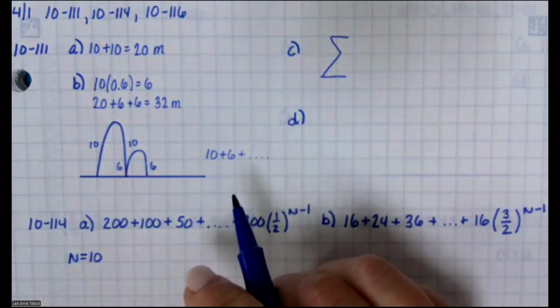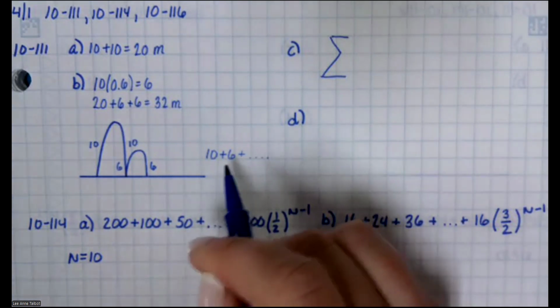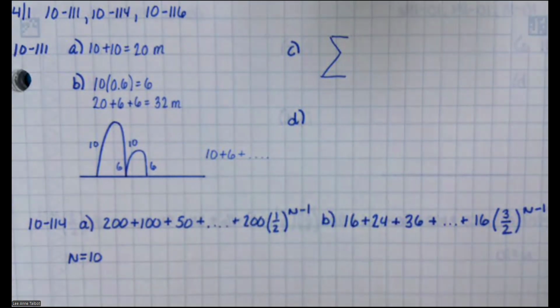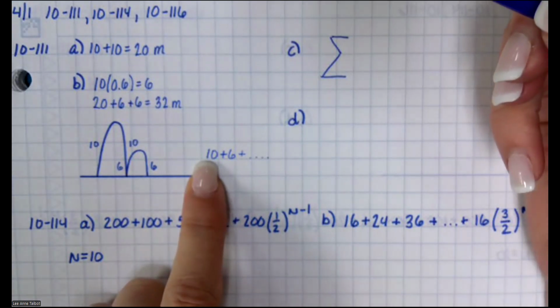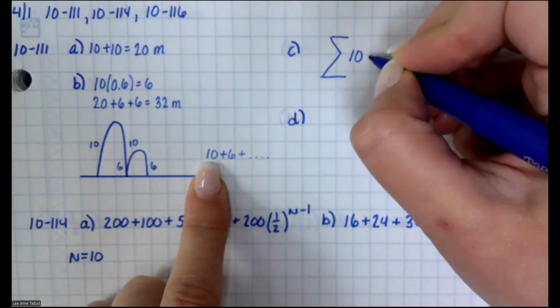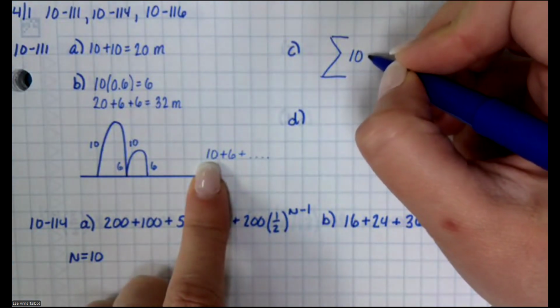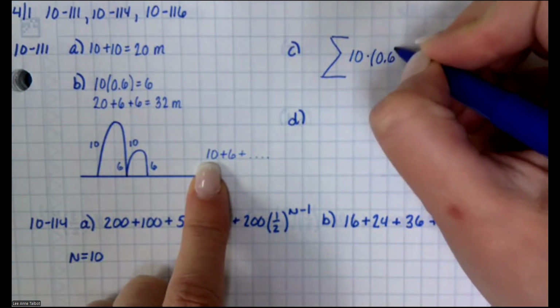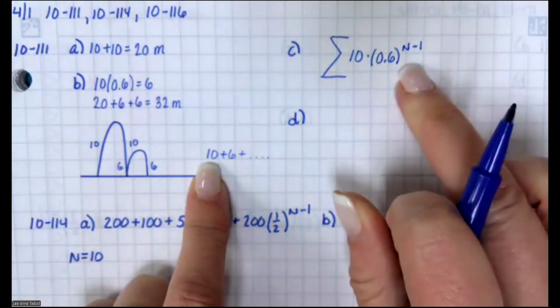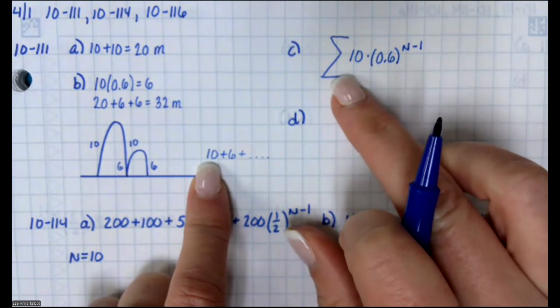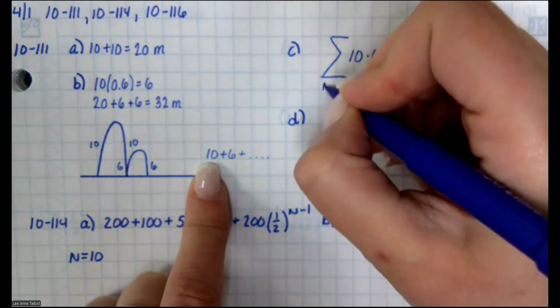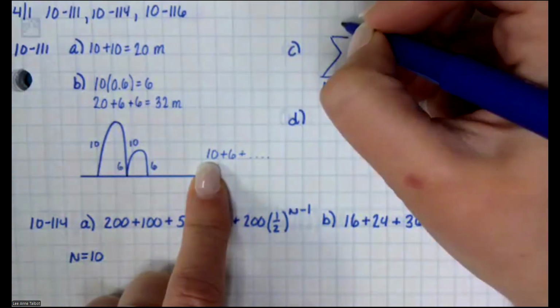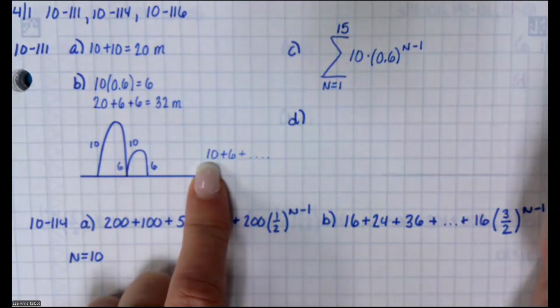Okay, so now I'm gonna treat this as 10 plus 6 plus whatever value 3.6, I think. But we're gonna make it fancy. So the first term in this would be 10. And what would be the multiplier? 0.6. And then I'm going to make sure to put n minus 1 here because I wrote it in terms of the first term. I'm going to say that I'm starting at 1 and it said 15 bounces. So I'm going to stop it at 15.